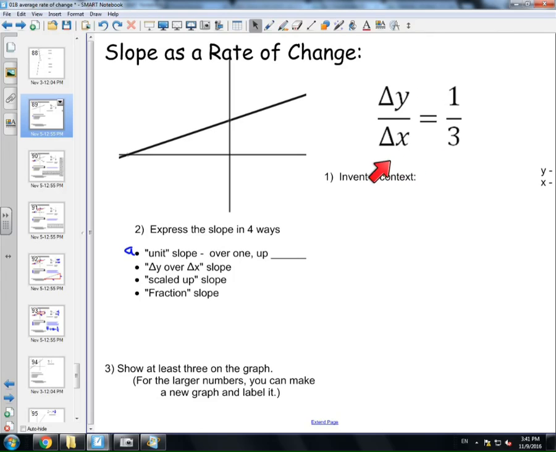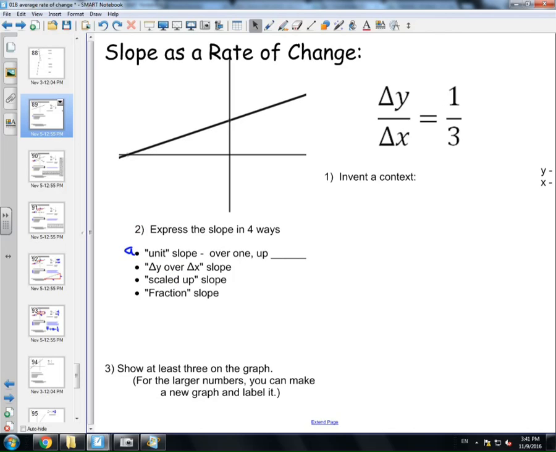So the idea here is I'm going to tell you the slope is 1/3, but I'm going to tell you the slope is 1/3 in 4 different ways. All would mean the same thing, and then I'll show you how in the graph we end up with the same general truth. So for starters, the first thing I need to do is what's called a unit slope.